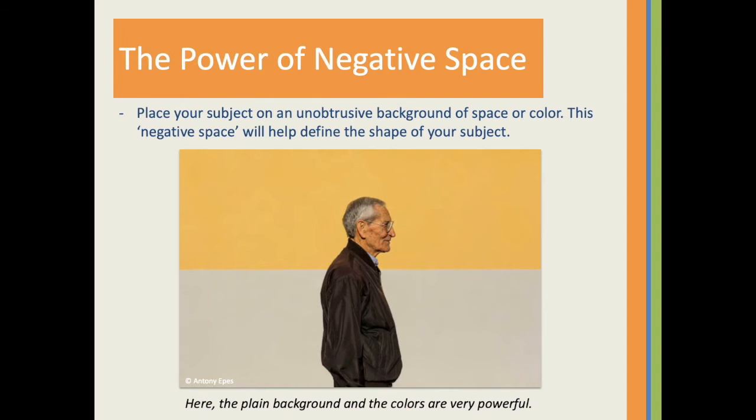And here the plain background and the colors are very powerful, and they really help to define the shape of this person walking in front of this colorful wall. When photographing people, negative space is actually a very good alternative to a busy background, and it gives an easy solution. And it's a great way also to create depth in a photograph.